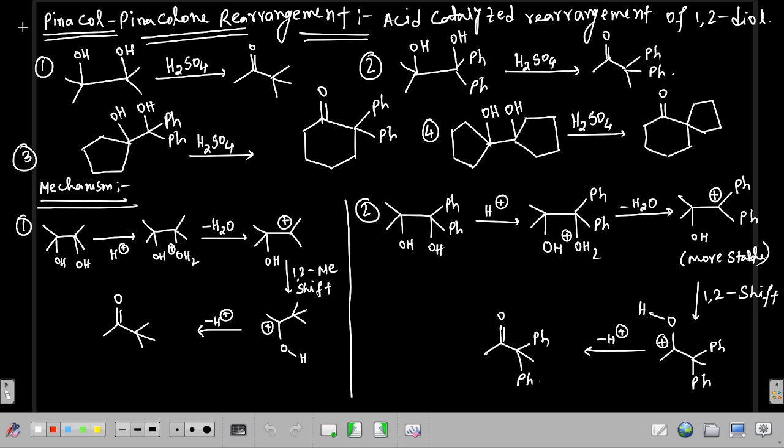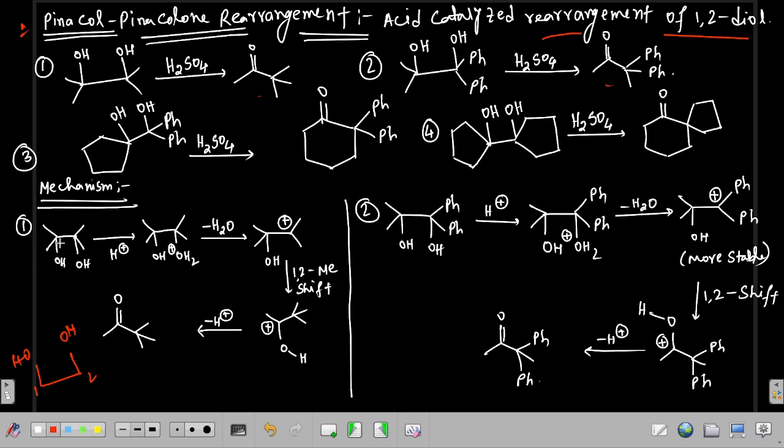Our next rearrangement reaction is the pinacol-pinacolone rearrangement. This is an acid catalyzed rearrangement reaction of 1,2-diol. 1,2-diol means this is hydroxyl, hydroxyl. So 1, 2. That's why 1,2-diol. So in this case, this is the first example of the pinacol-pinacolone rearrangement in presence of acid. So it gives a ketone, and in 1,2 alcohol it gives this ketone, and followed by this we have these 4 examples. Now we will see the mechanism of these 4 examples.